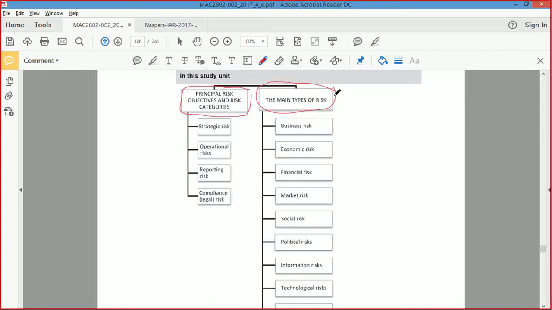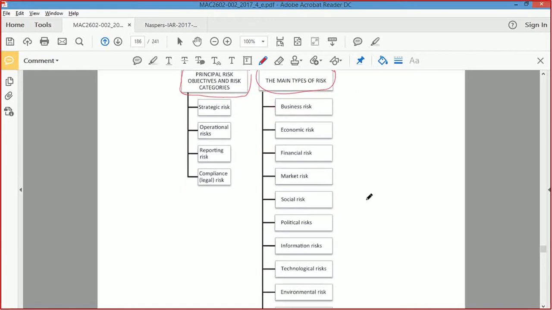Okay, and there's a lot here. It's all theoretical. They talk about different areas. I like the summary here because they talk about principal risk objectives and they talk about types of risk. Why do they group those two things separately?